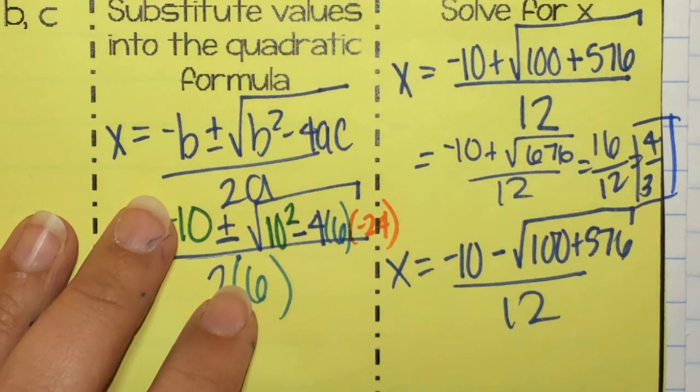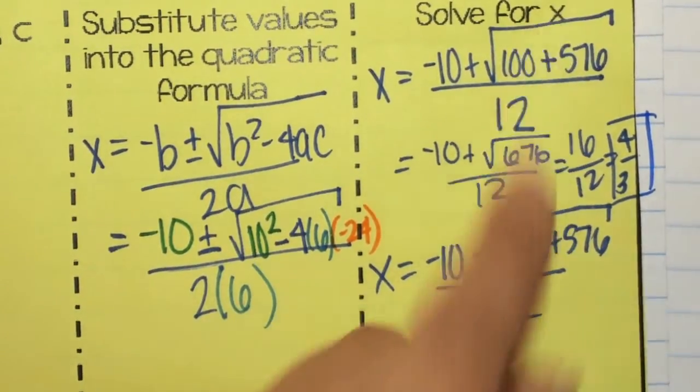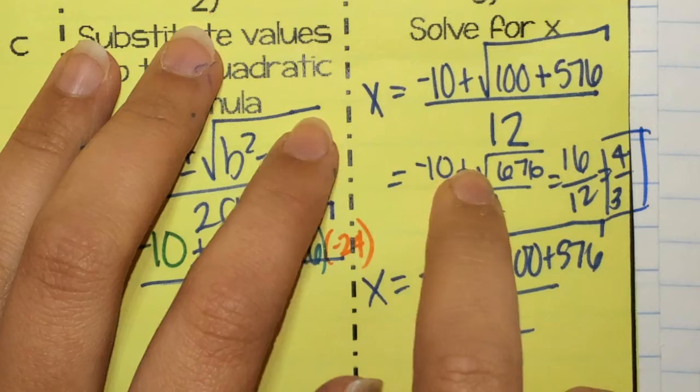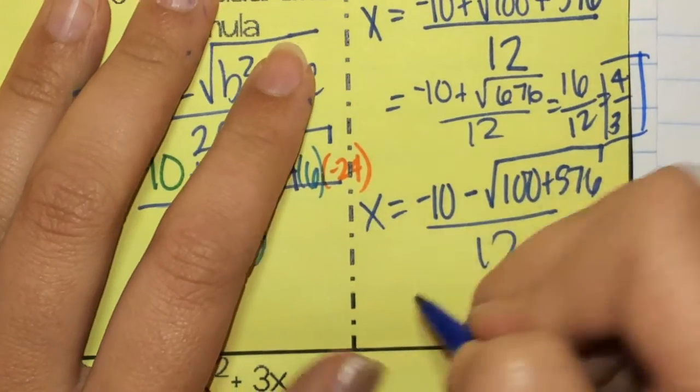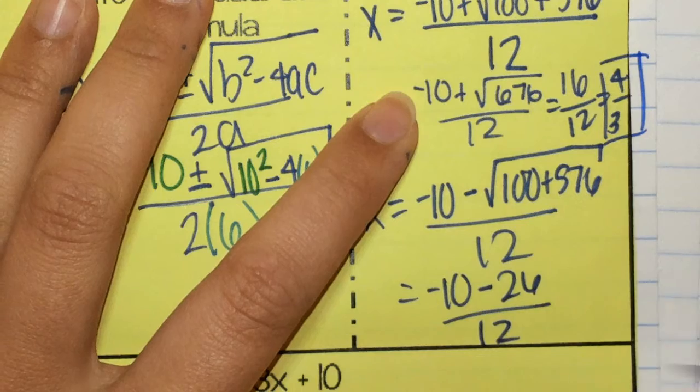Alright, so we're going to have two answers. We're going to have a plus and we're going to have a minus. Now, do you notice that inside here is the exact same thing both times? It is always going to be the exact same thing. So you could get to this point and add and then subtract. So we have negative 10 minus 26 divided by 12.